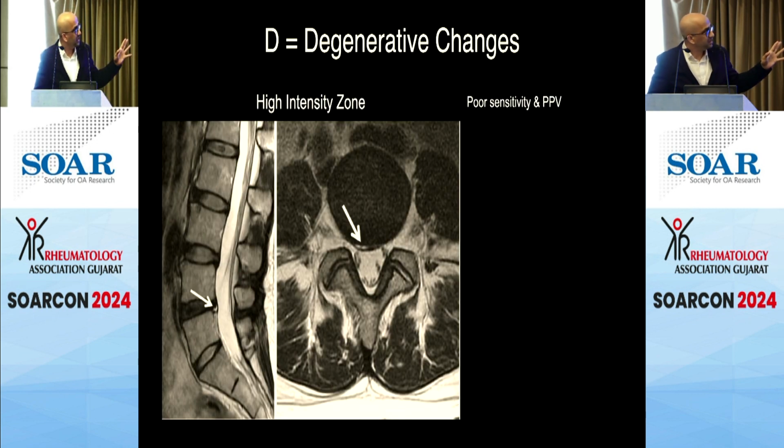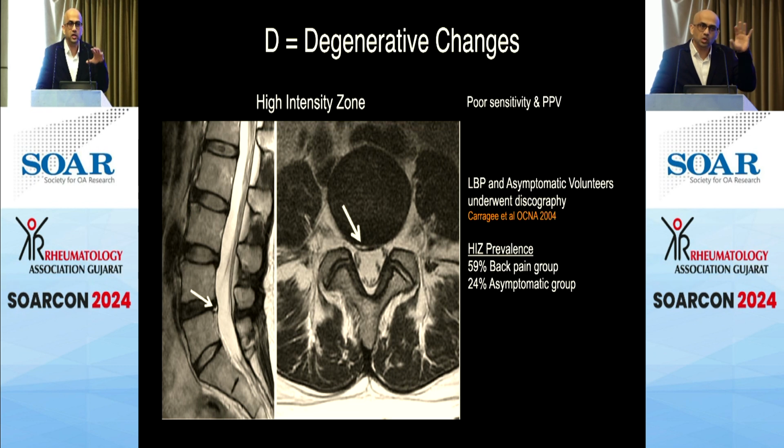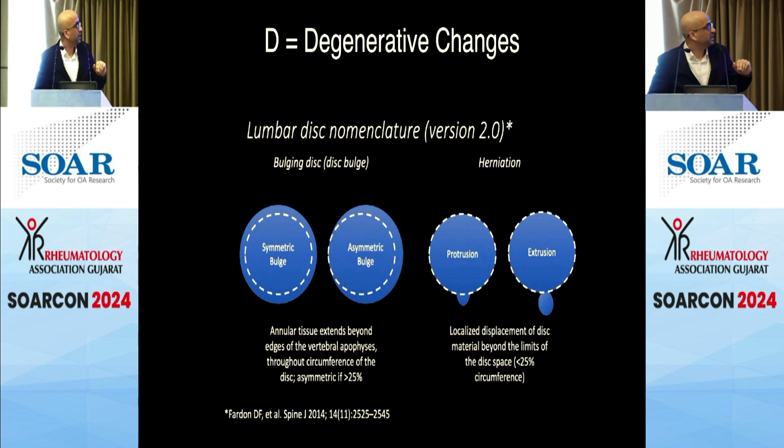This high intensity zone or an annular tear is given too much importance as a cause of back pain. But if you see the incidence of these annular tears or high intensity zones in the asymptomatic population also, it is quite high. So blaming somebody's back pain on the high intensity zone is not always right. So look at the clinical syndrome and then decide how you want to treat the patient, rather than telling the patient, annular tear, right?